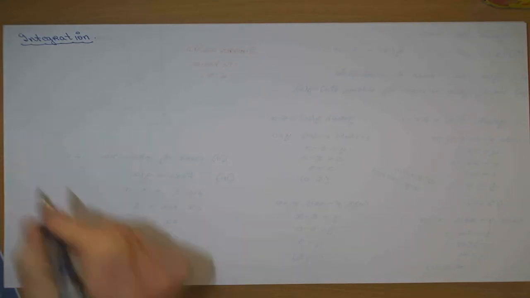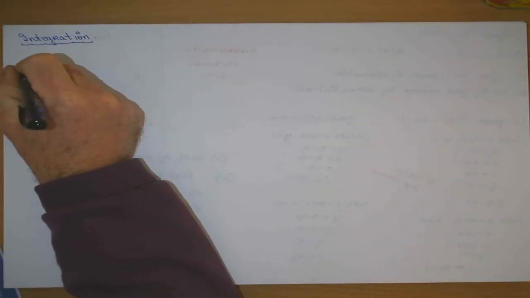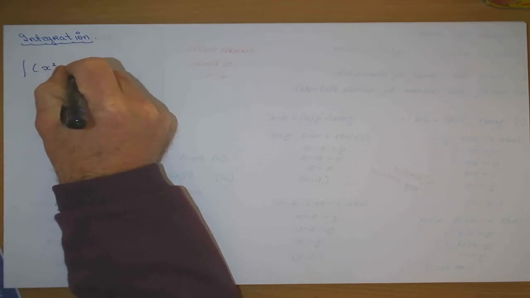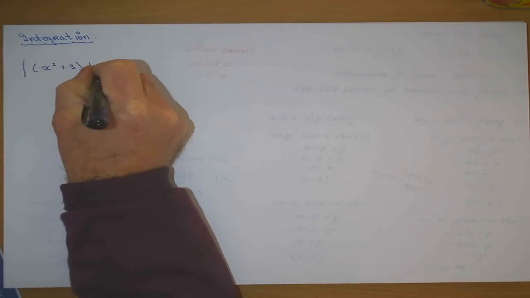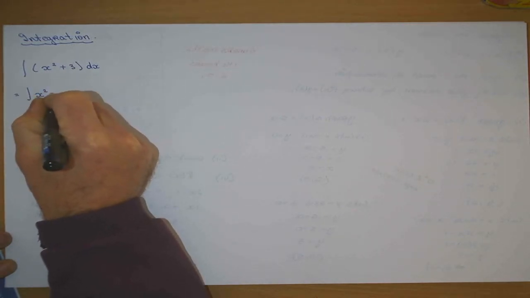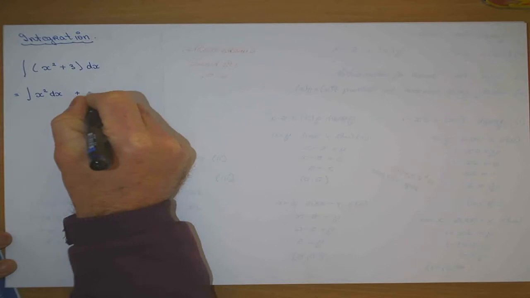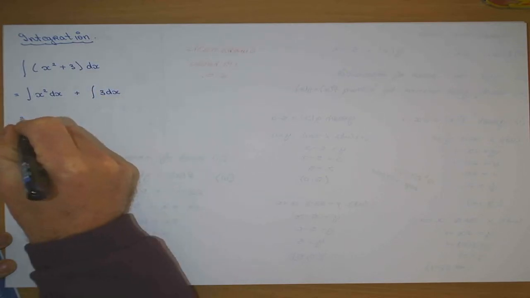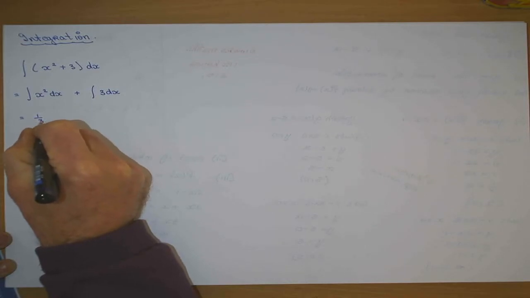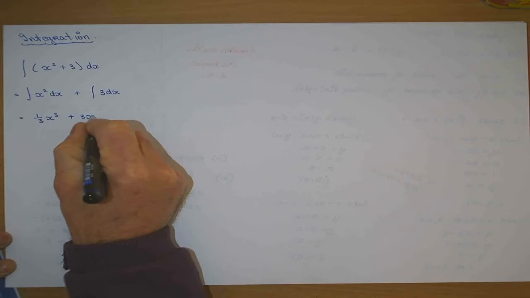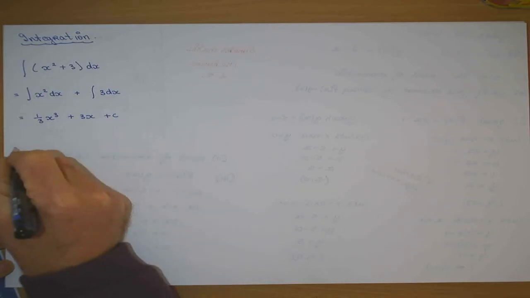So, just to do a little example, if I had to integrate x squared plus 3 dx, that is the same thing as the integral of x squared dx plus the integral of 3 dx. The integral of x squared is 1/3 x cubed, and the integral of 3 is 3x plus c.